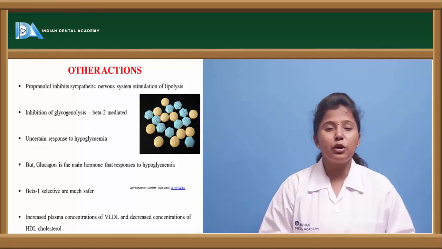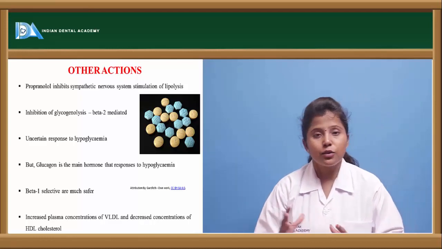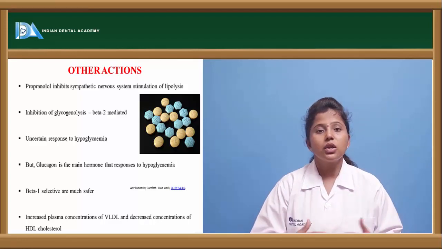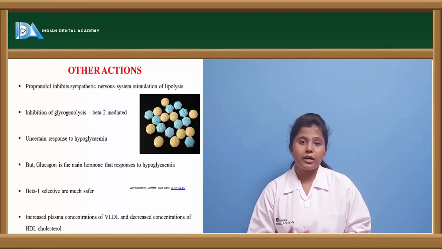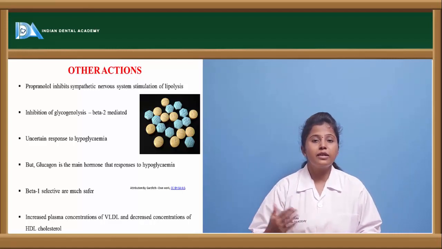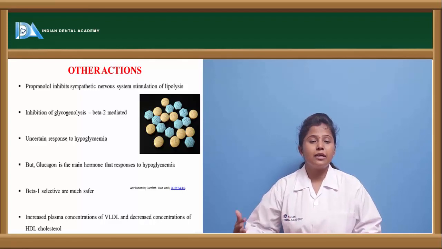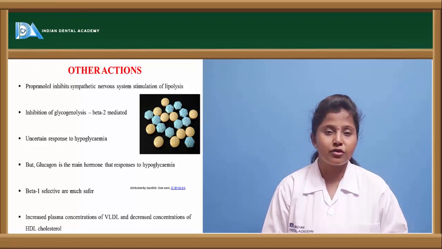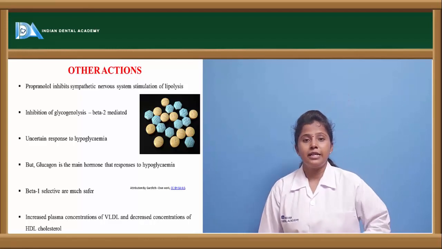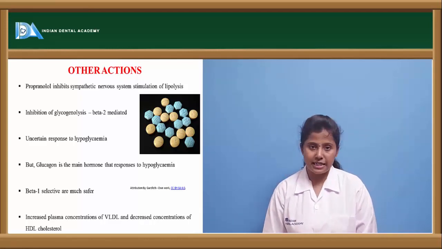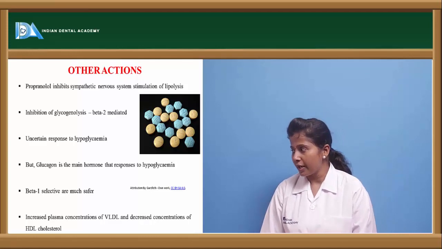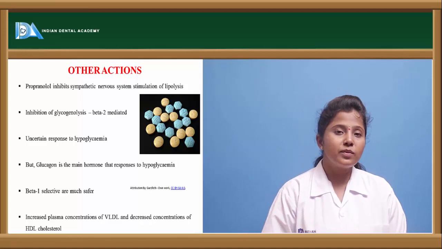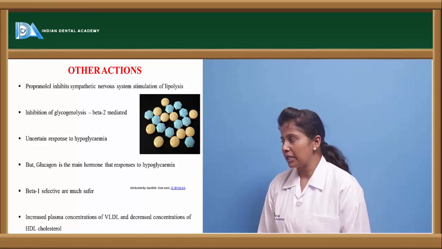And hypoglycemia conditions are very rare. So here we saw that it affects glycogenolysis, which means breakdown of glycogen to glucose. If excessive glycogen breakdown takes place and glucose is forming, there will be increased glucose concentration in the blood, which leads to diabetes mellitus, or we can say a hyperglycemia condition. This condition is very rare, and that is the reason beta-1 selective drugs are more preferred when compared to beta-2 selective drugs.